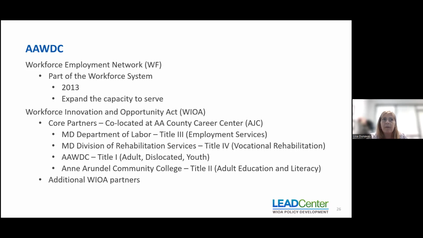The core partners that are mandated under the WIOA would be the Maryland Department of Labor. They handle our Title, I can't think, 2, 3 services, I can't remember. And then of course, we handle our Title I. We have DOORS, and they handle the disability resources. And then we have Anne Arundel Community College, who handles our adult education and literacy programming. There are other agencies, organizations, departments that are also required to be part of the partnership. They're not co-located at the American Job Center. Those 4 partners are, though. So next slide.